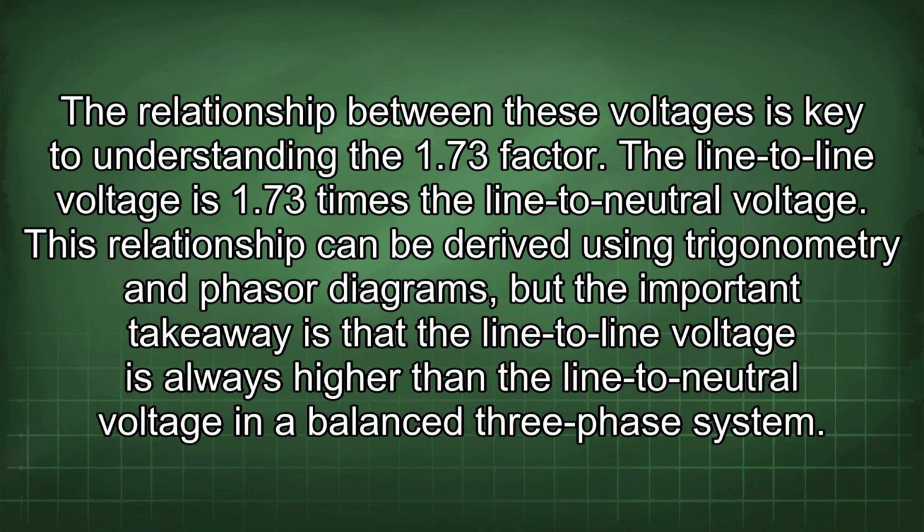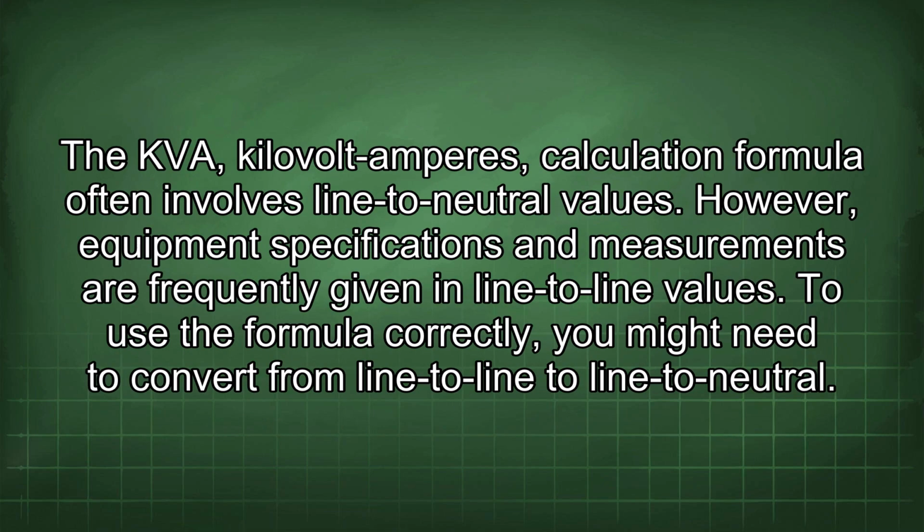The line-to-line voltage is 1.73 times the line-to-neutral voltage. This relationship can be derived using trigonometry and phasor diagrams, but the important takeaway is that the line-to-line voltage is always higher than the line-to-neutral voltage in a balanced three-phase system. The KVA, kilovolt amperes, calculation formula often involves line-to-neutral values. However, equipment specifications and measurements are frequently given in line-to-line values. To use the formula correctly, you might need to convert from line-to-line to line-to-neutral.